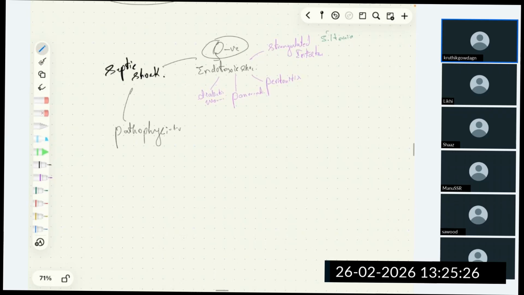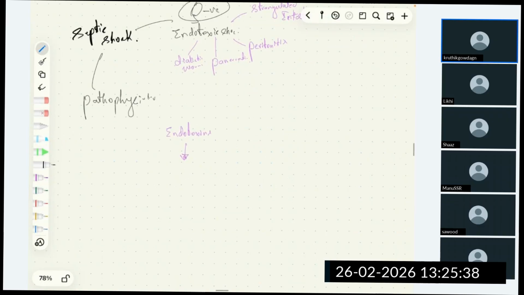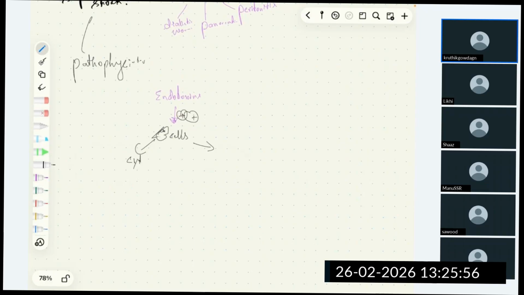First, there is release of toxins, endotoxins from gram-negative bacteria, which have many effects. It causes inflammation, activation of inflammatory cells. The endotoxins present inside the blood will activate inflammatory cells. The inflammatory cells, we all know, after activation will release cytokines and free radicals.